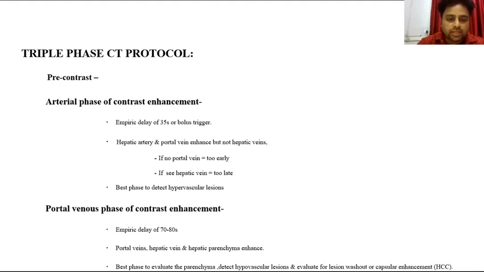Portovenous phase of contrast enhancement. Empiric delay of 70 to 80 seconds. Portal vein, hepatic vein, and hepatic parenchyma are enhanced. Best phase to enhance the parenchyma, detect hypovascular lesions, and evaluate for lesion washout or capsular enhancement.